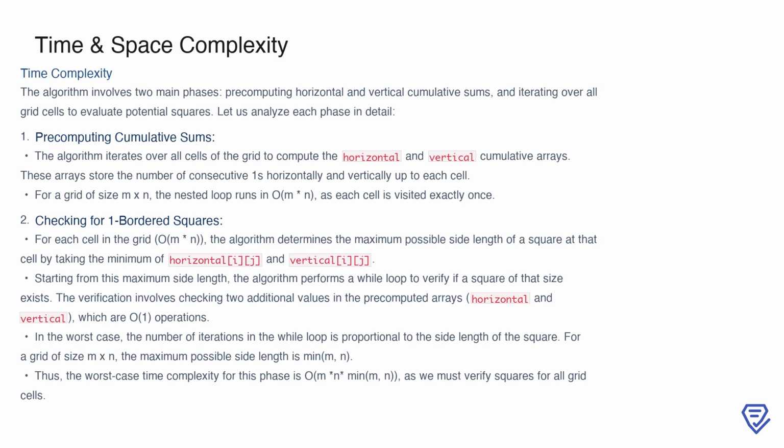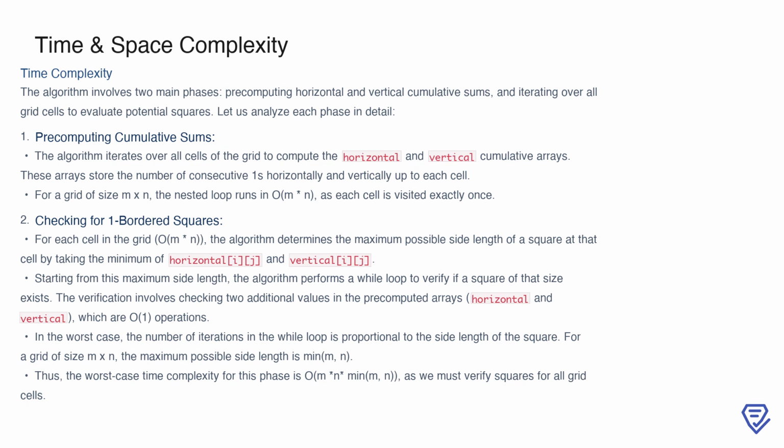The time complexity analysis for this problem starts with the two main components of the algorithm: pre-computing the cumulative sums and checking for one-bordered squares. In the first phase, we calculate the horizontal and vertical cumulative arrays by iterating through each cell in the grid. These arrays store the count of consecutive ones horizontally and vertically for every cell, and since each cell is processed exactly once, this step runs in O(m*n) for a grid of size m by n.